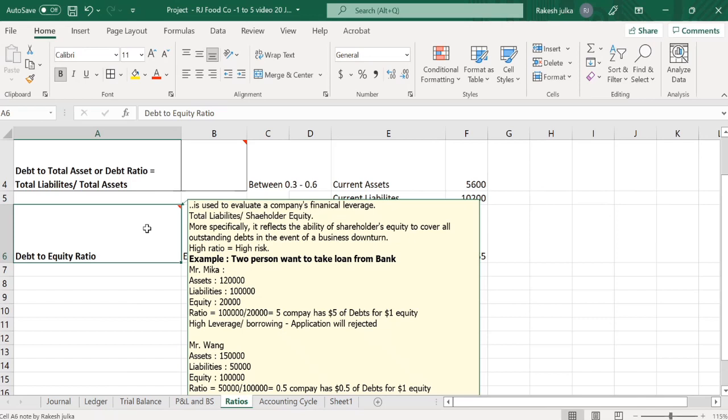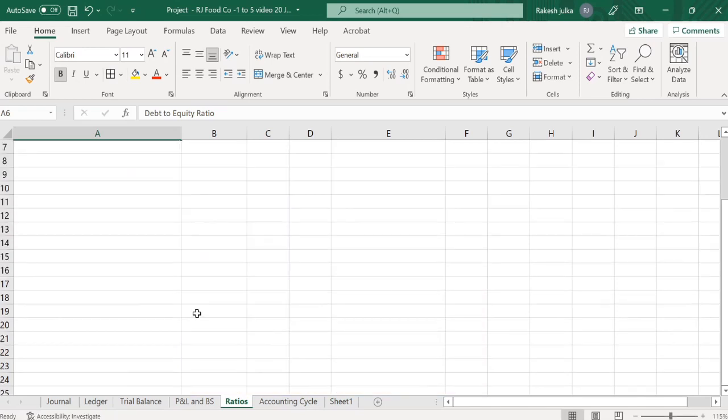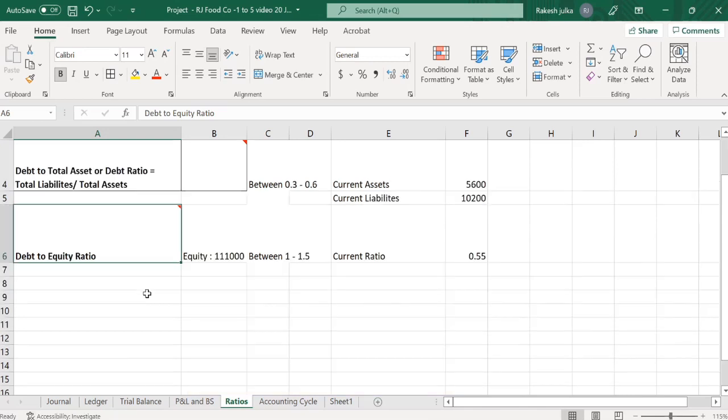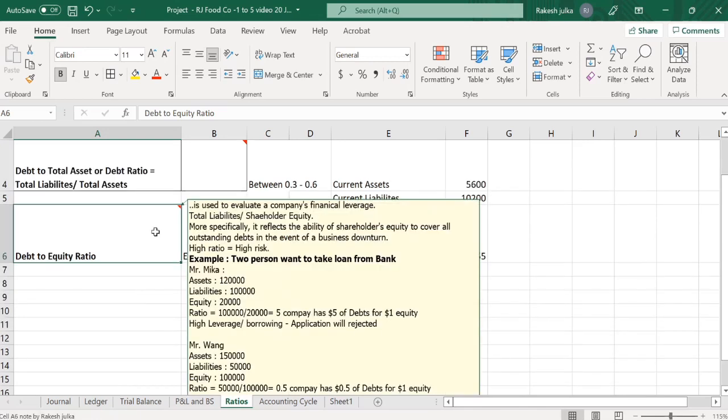For example, there are two persons. One person is Mr. Mika. Assets we have 120,000, liability we have 100,000, equity we have 20,000. So the ratio will be 100,000 divided by 20,000, because we know the formula: total liabilities divided by shareholder equity, right?